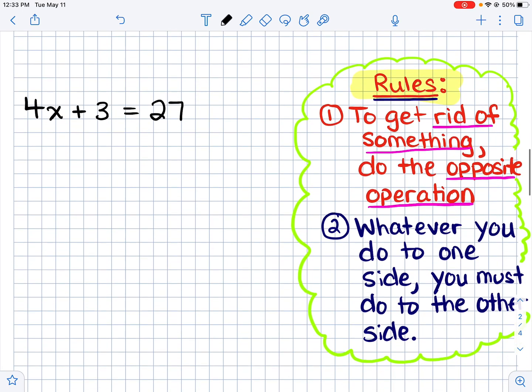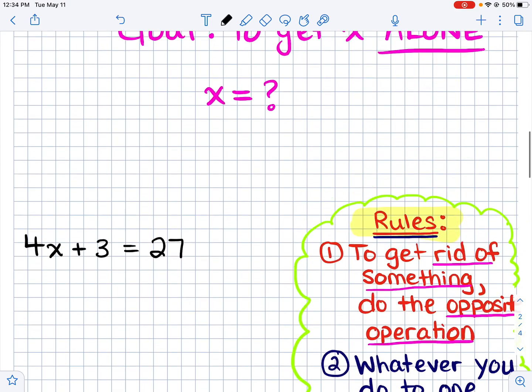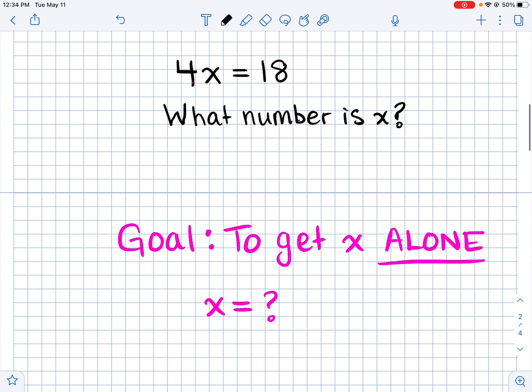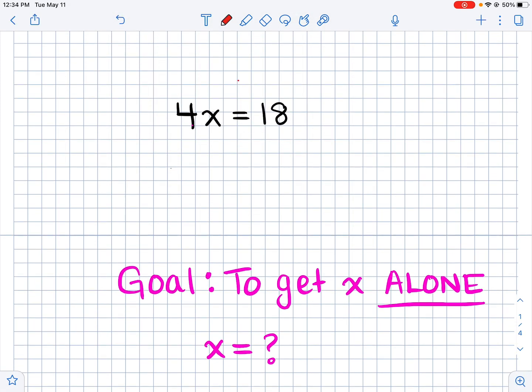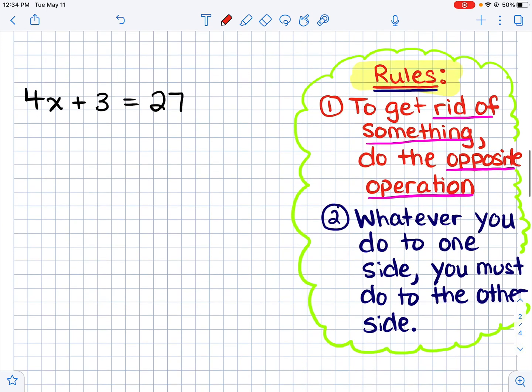Okay, so keeping in mind those 2 rules, let's try this question up here. So 4x equals 18. Okay. So our equation has 2 sides. It has a left side and a right side. So x is over on the left here. We want it to be alone. But right now there's a 4 with it. So we want to get rid of that 4. How do we get rid of stuff? We do the opposite operation.